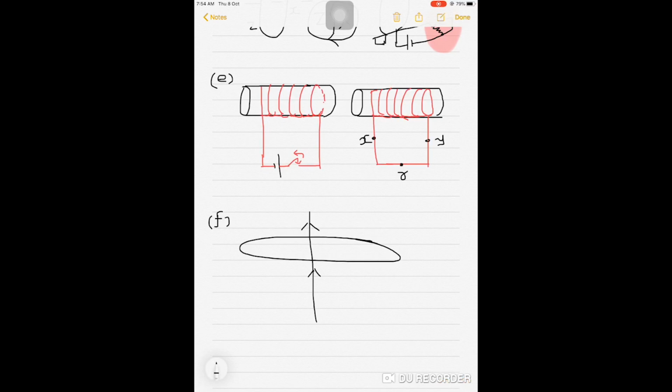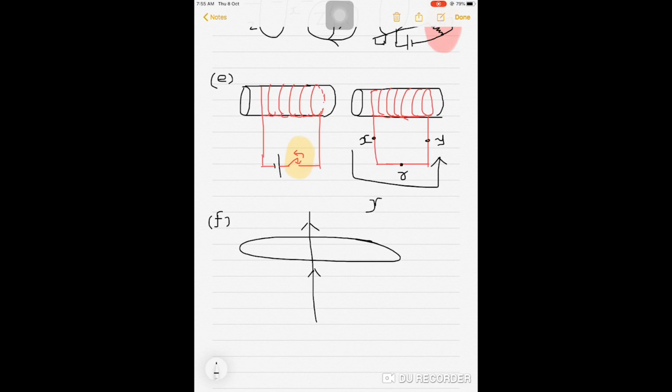Now in figure E, as the circuit breaks, the flux decreases. It is clear that we are going to open the circuit. Here they have shown that this portion, that means the circuit got broken. Initially it was connected, then we open it. As we open the circuit, the flux decreases. The induced current should flow along XRY to supplement the flux. So in this case, current will flow along the XRY path.